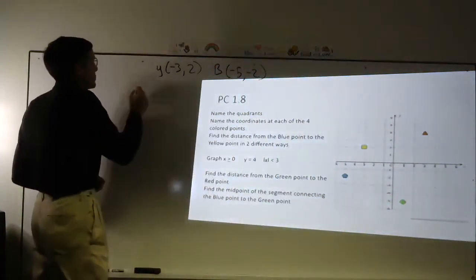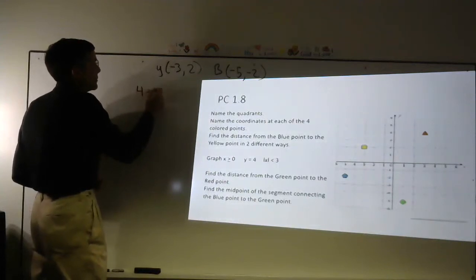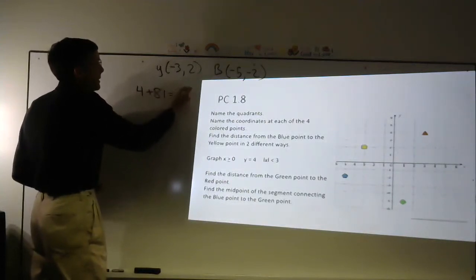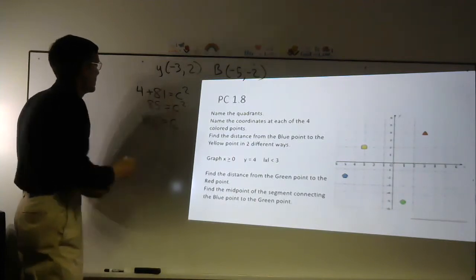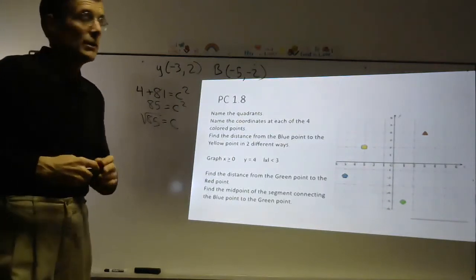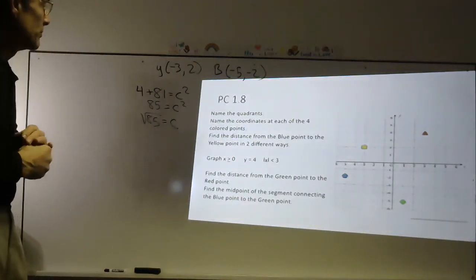Pythagorean theorem: 2 squared is 4, 9 squared is 81. C squared is 85. So C has to be root 85, a little bit more than 9 units.